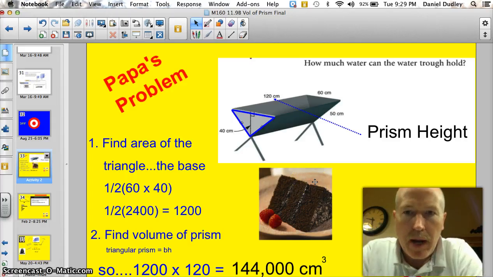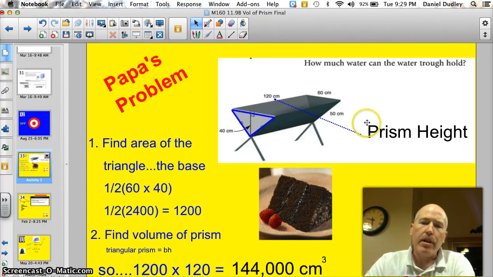All right, I call this one Papa's Problem. My dad's a farmer, and he has troughs like this down on the farm that he uses to water the animals. Well, Papa's problem is he needs to know how much water this trough can hold. So he's got the measurements here.